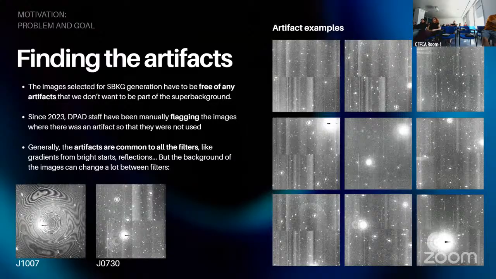And for almost 3 years, the bad staff have been manually flagging the images to say, okay, this one has an artifact on it, so we cannot use these images. But we want a machine learning model to automate this selection.